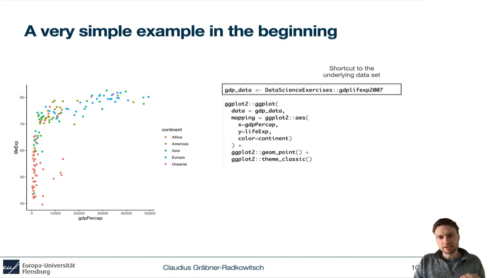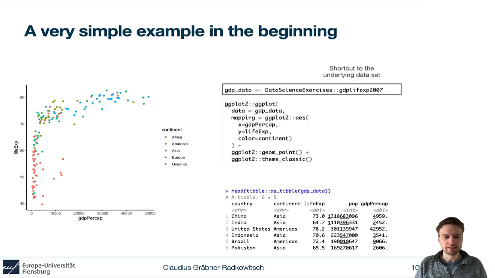The first line is actually just to get the data set right, so this is something very specific to this example. I used this data set from the data science exercises package, and I just created the association with a GDP data name in order to have a nice shortcut. This is how this data set looks like. It has five variables actually: the country, the continent, life expectancy, population, and GDP per capita.